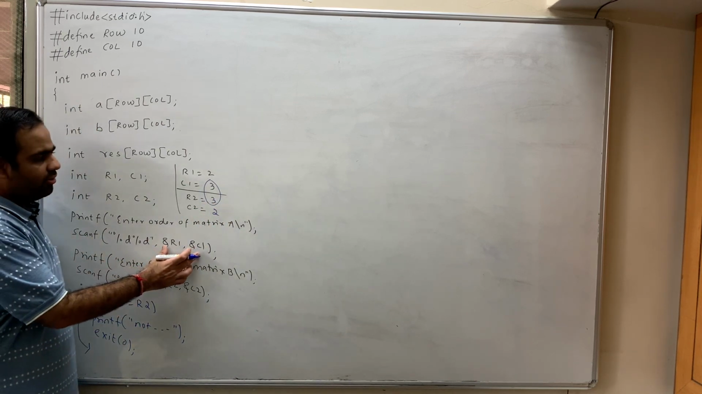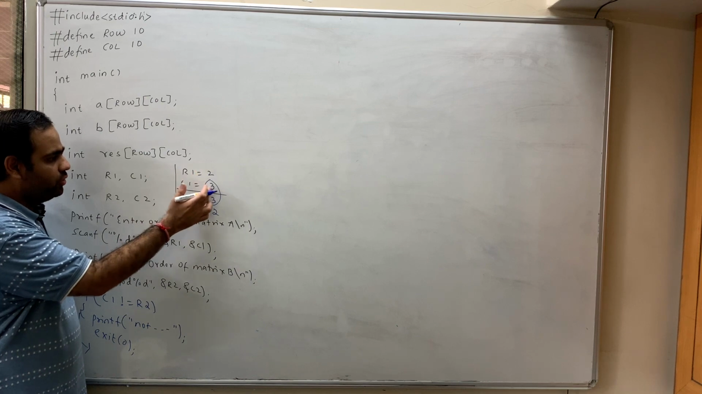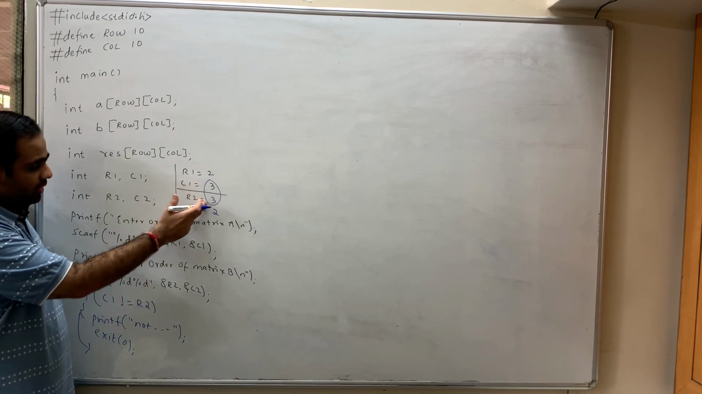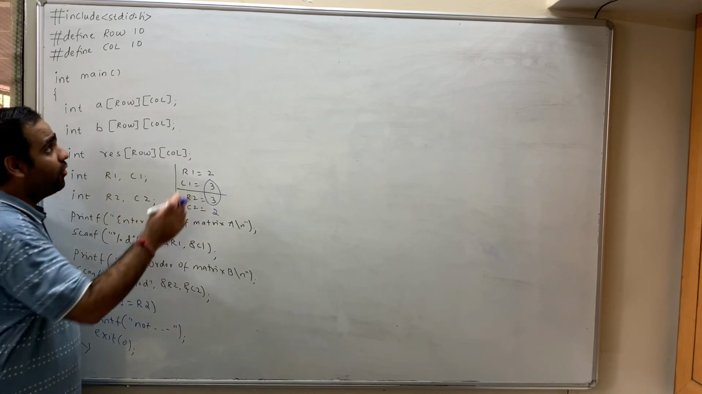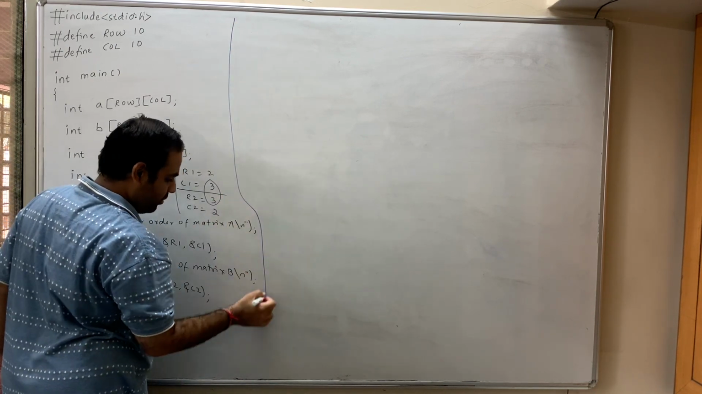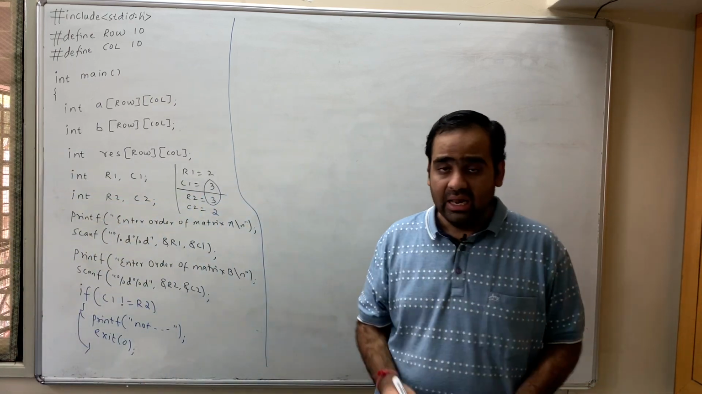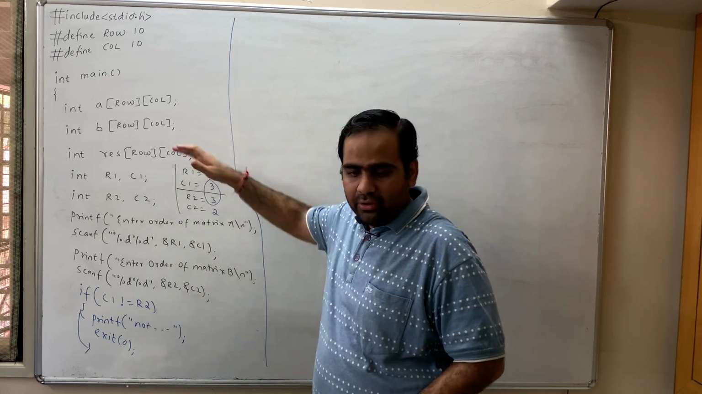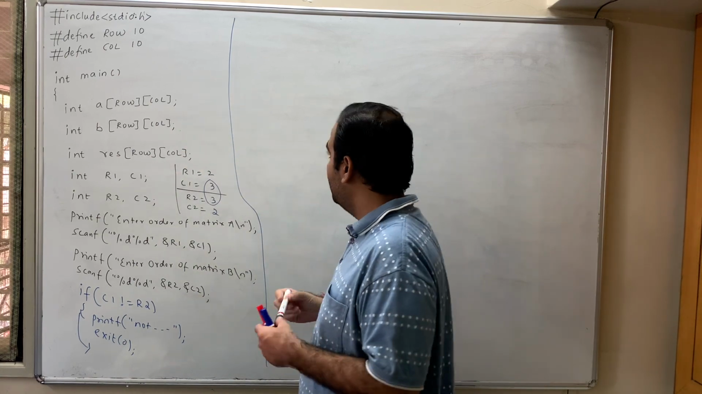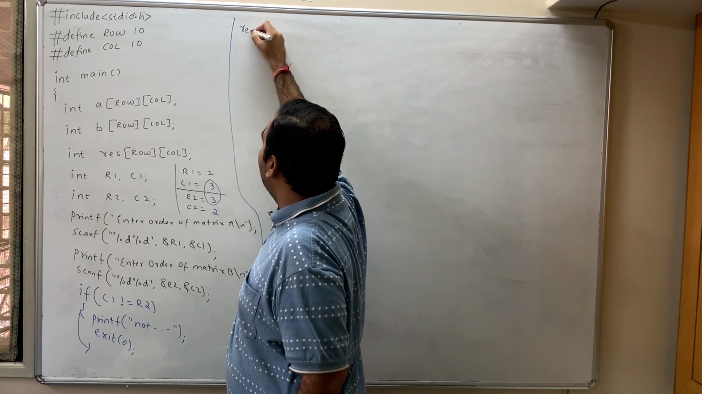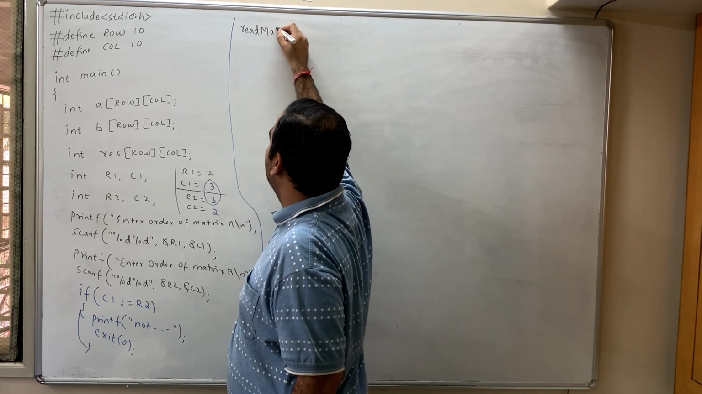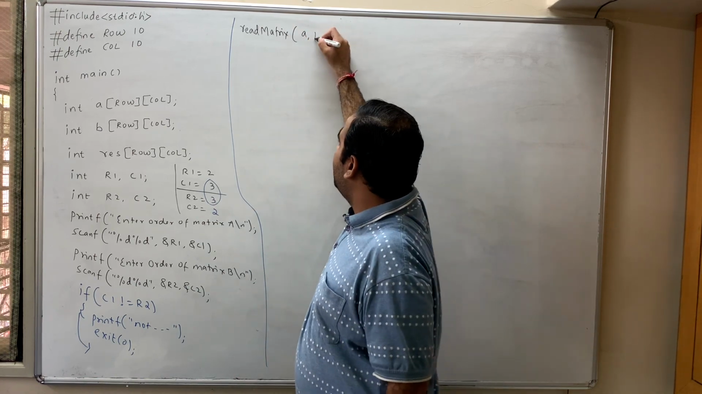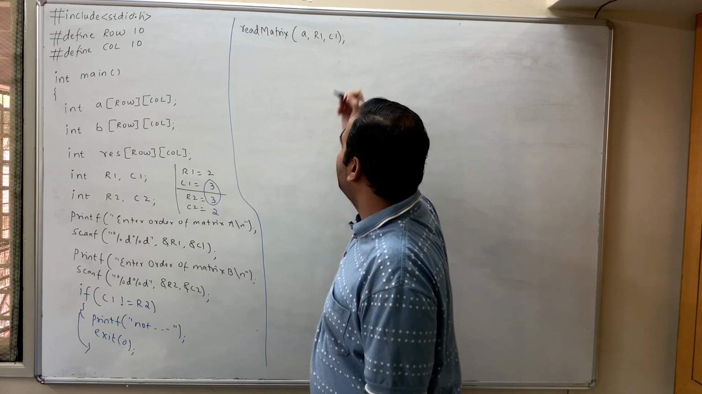Now assume that C1 is 3 and R2 is 2. Enter order of matrix A, I say 2 cross 3, enter order of matrix B, I say 3 cross 2. Now what is C1? 3. What is R2? 3. 3 not equal 3 is false. That means matrix multiplication is possible, and if it is possible, I need to read matrix A, I need to read matrix B, then we have to multiply. Therefore I call the function read matrix. Which matrix do we want to read? A. What is the order of the matrix? R1 cross C1.